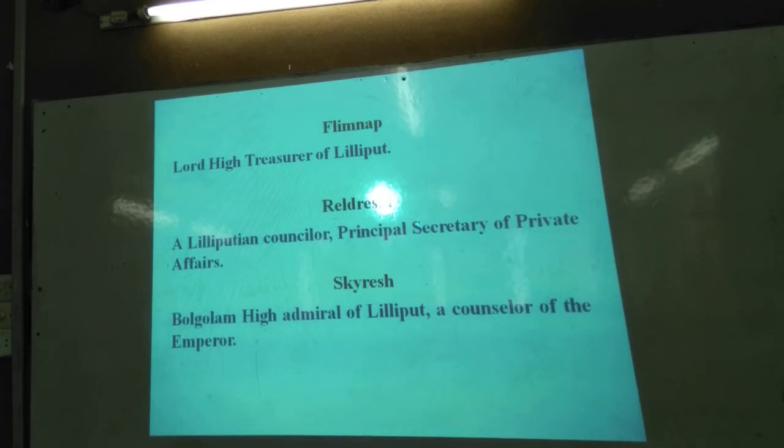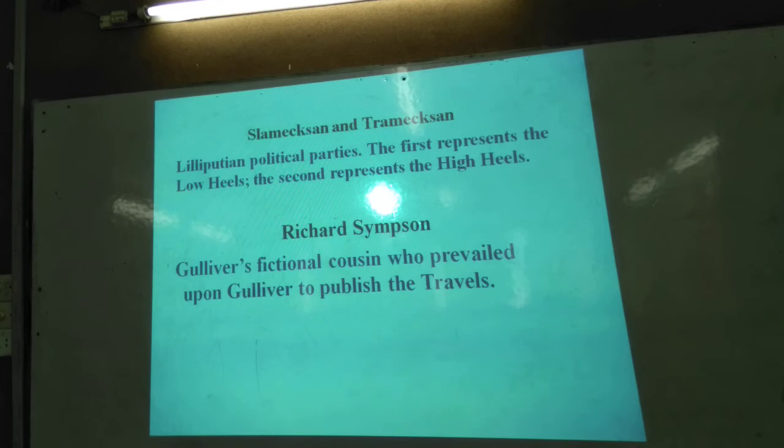Reldresal is against Flimnap. And interestingly, Flimnap and Skyresh Bolgolam get the support of the Queen. So automatically, Reldresal gets the support of the King. So there is a division you will see.